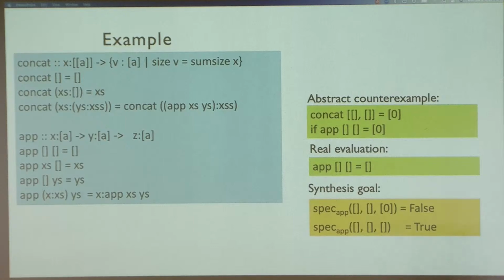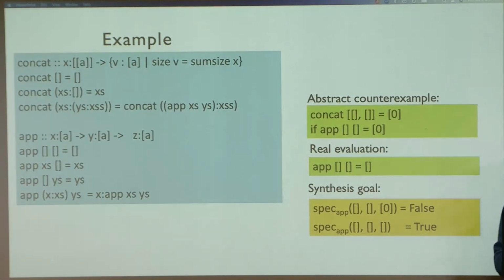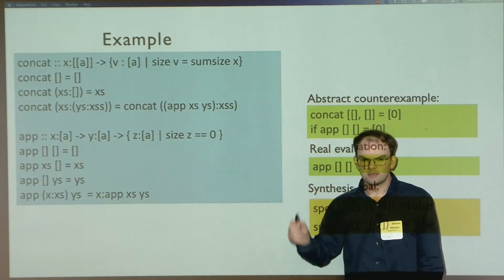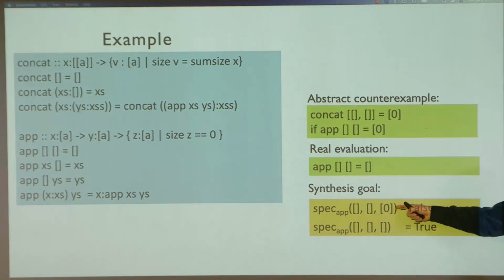And so now we have two goals for a synthesizer. We need a specification for app that is false on this spurious case that causes verification to fail, and that is true for what app actually does, right? And so we're going to give that to a synthesizer, and it's going to tell us, okay, well, maybe the size of the output is always 0, right? It's a problem if the size of the output is 1.